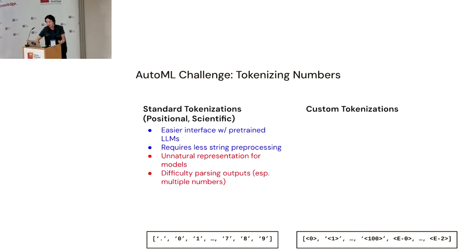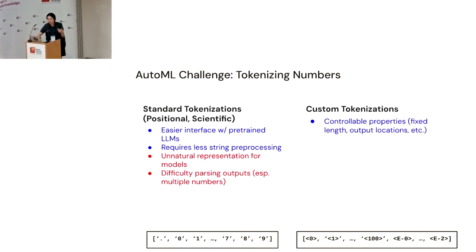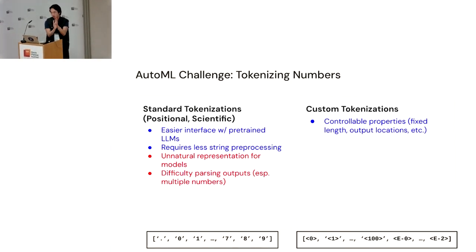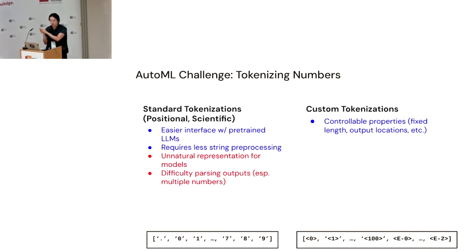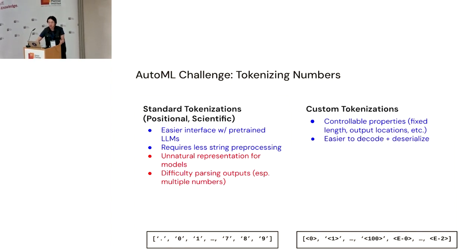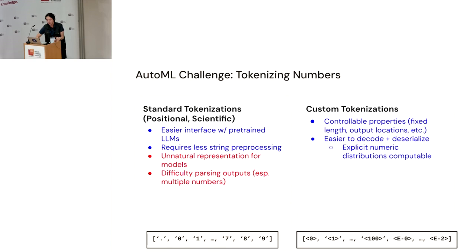So as for custom tokenizations, these have some benefits such as controllable properties, right? If you use a customized tokenization where you represent every floating point number with only 3 tokens, then you can always expect the decoding output is 3 tokens. And you can also expect that the middle location of that tokenization is always the mantissa of the number, or the final token of that decoding output is always the exponent of the number. So of course, it makes this easier to decode and serialize, right?